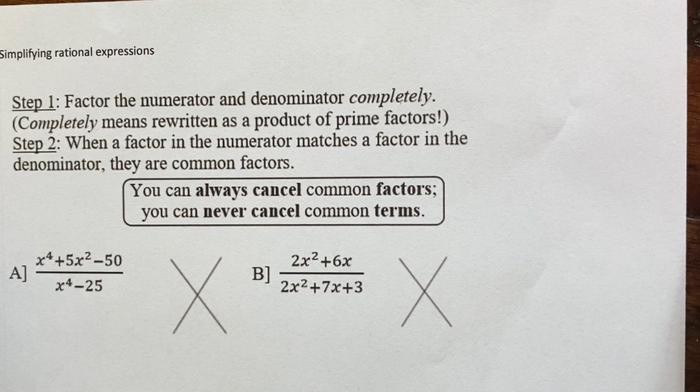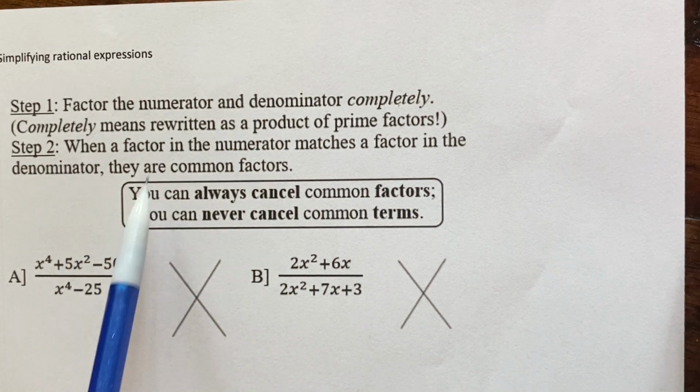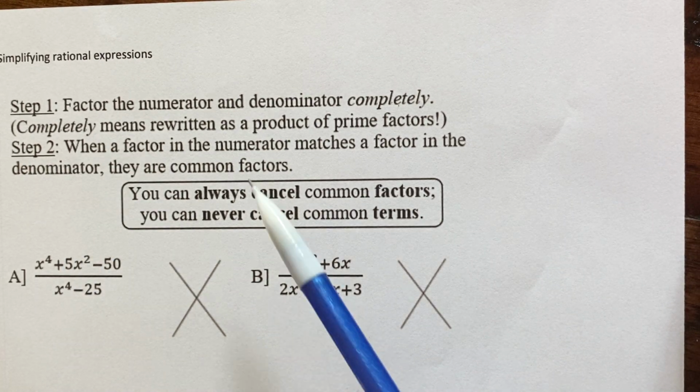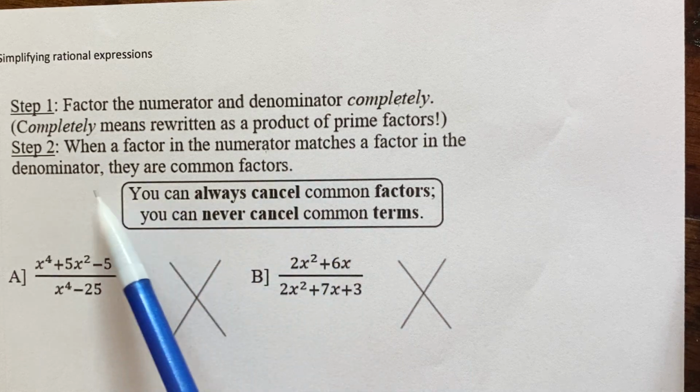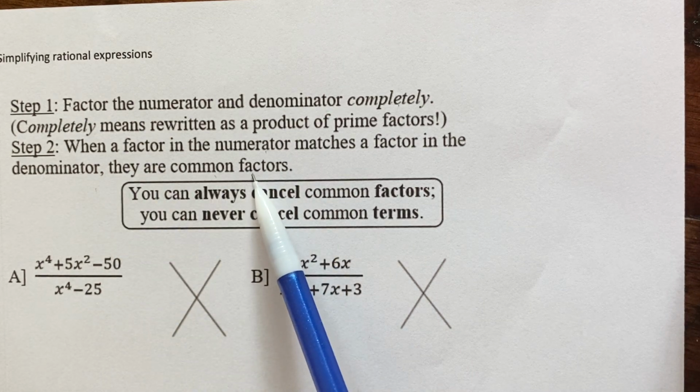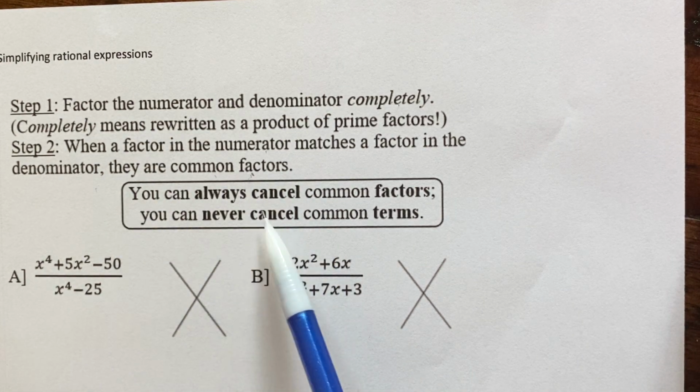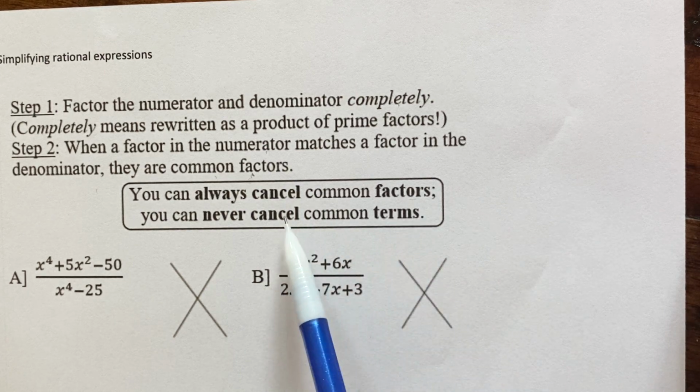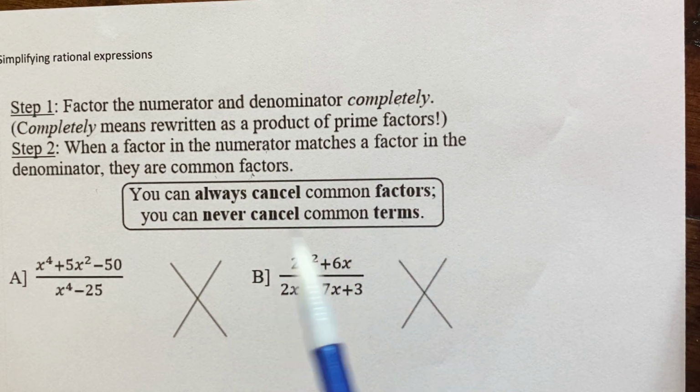You do have notes for that, and I have posted them on Google Classroom for you to reference, because there'll be the different forms of polynomials that you'll need to factor. And again, once we have it in factored form, if a factor in the numerator matches one in the denominator, they're common, and that's when you can cancel them like we did on the front. Remember, we cancel factors. You can never cancel terms.